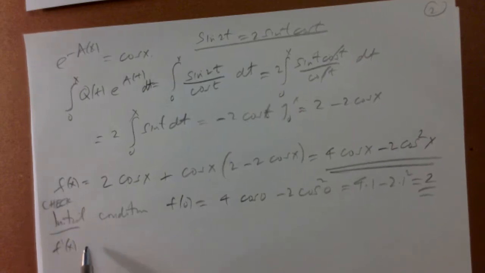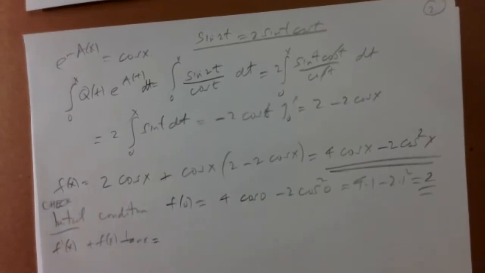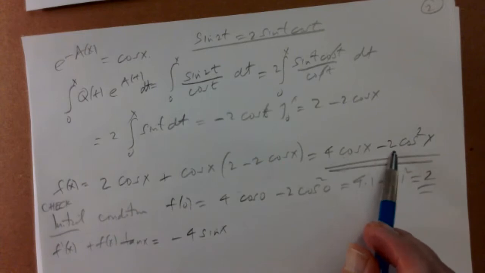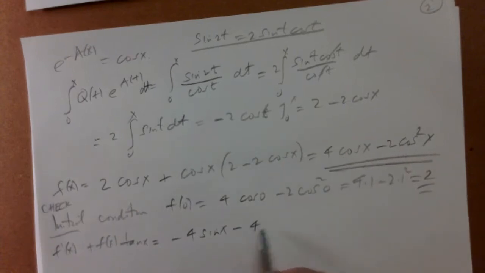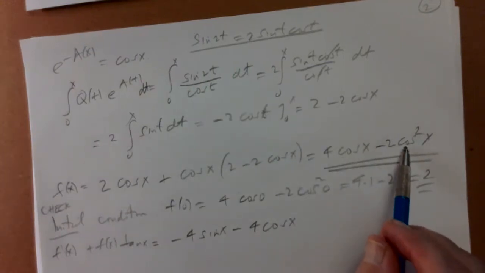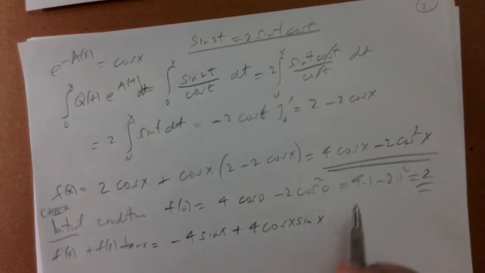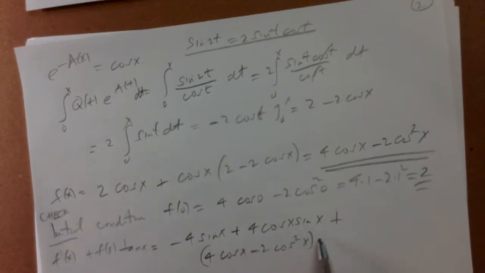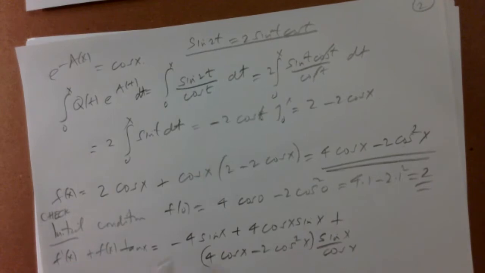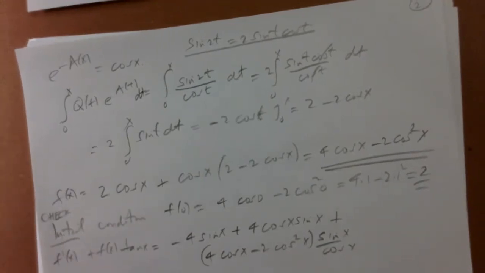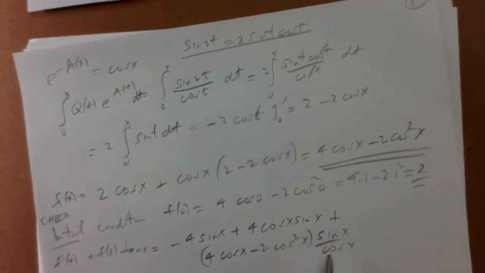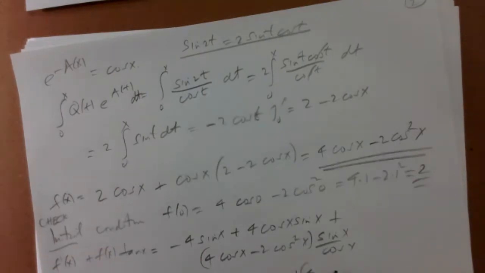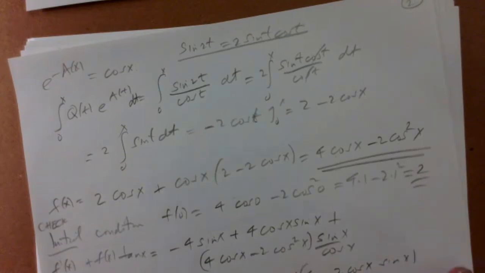So what is f prime of x plus f of x tangent of x? So this is my f of x. If I differentiate it, I get minus 4 sine x. When I differentiate minus 2 cosine squared x, I get minus 4 cosine x times the derivative of the cosine, which is minus the sine, makes this plus sine x, plus f of x, 4 cosine x minus 2 cosine squared x, times the tangent, which is sine x over cosine x. So this is minus 4 sine x plus 4 cosine x sine x. Cosines cancel, so I have plus 4 minus 2 cosine x sine x.